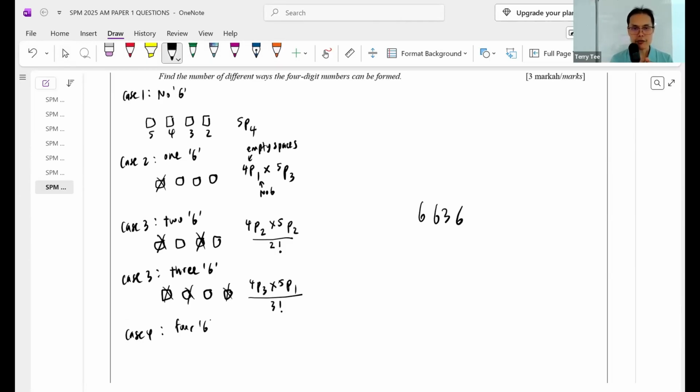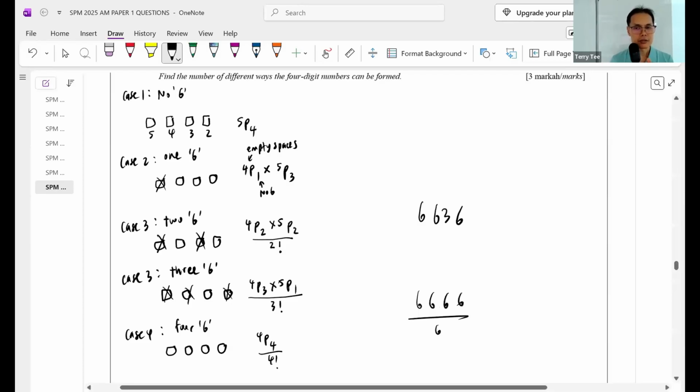4, 6. 4, 6 is easy. Why is it easy? How many ways to put 4, 6 here? 1 way. Now, some people say that there are 4 empty spaces. I put a 4, which is 4 factorial. This one, 5, no need. Divide by 4 factorial. Why 4 factorial? 6, 6, 6, 6. They're identical. You divide by 4 factorial.